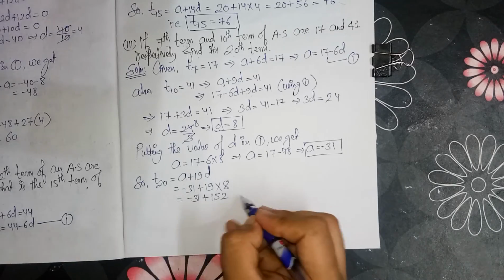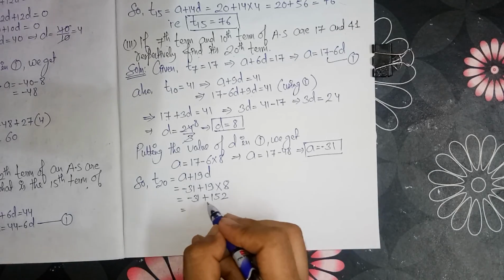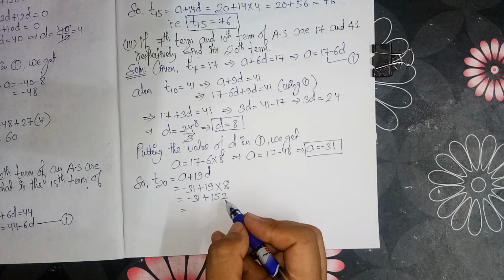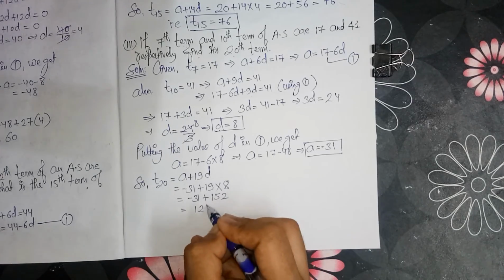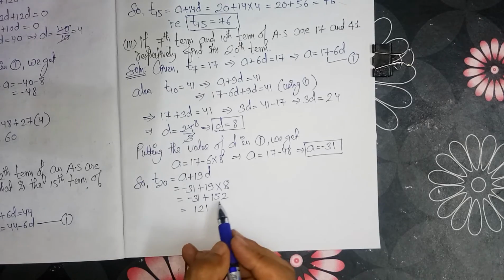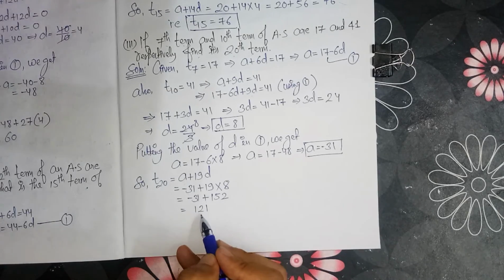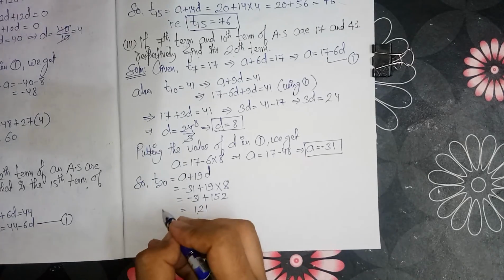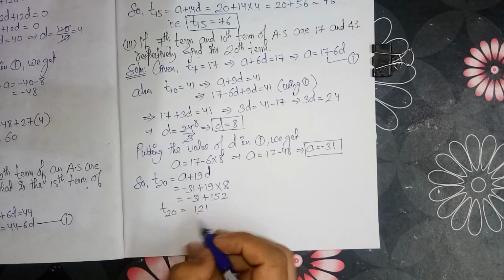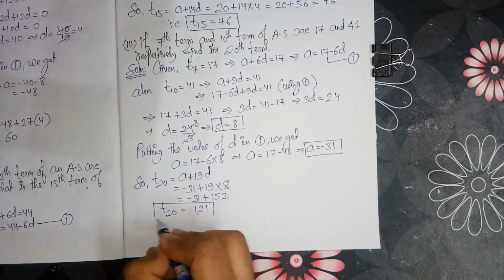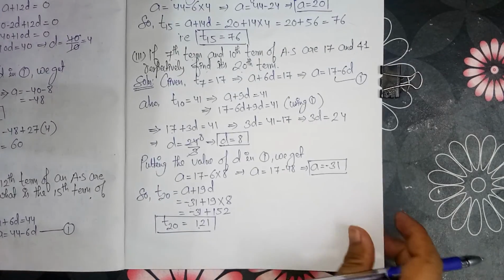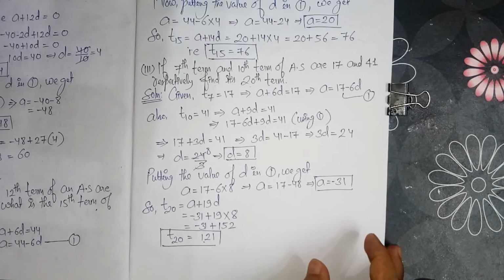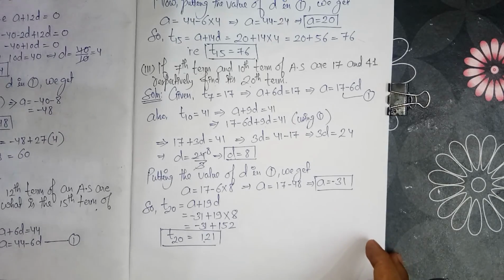So this is equal to minus 31 plus 152, which is 121. 152 minus 31 is 121, that is T20 equals 121. So this is the final answer of this particular question. I hope we have completed all the 3 parts of question number 8. I hope this is useful and you understood all the 3 parts easily.